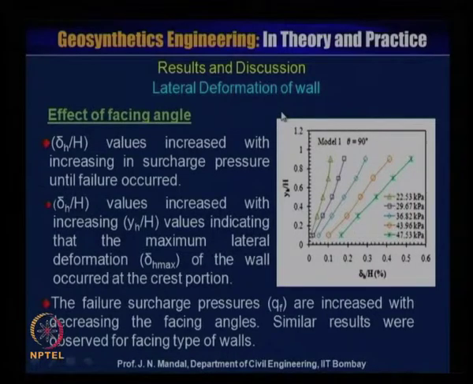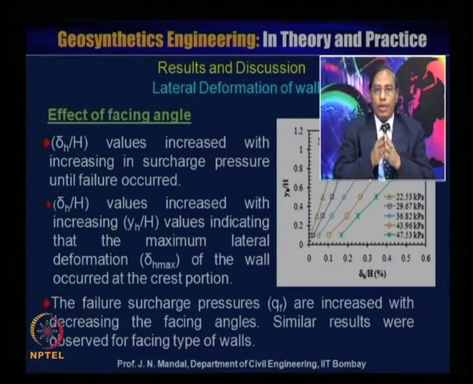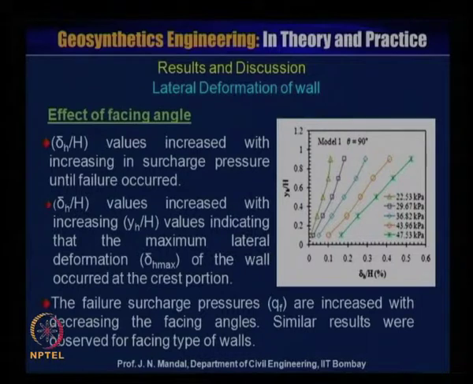Delta H by H value increases with increasing surcharge pressure until failure occurs, indicating that the maximum lateral deformation, delta H maximum, of the wall occurs at the crest portion. The failure surcharge pressure Q_F increases with decreasing the facing angle. A similar result was observed for the facing type of wall.